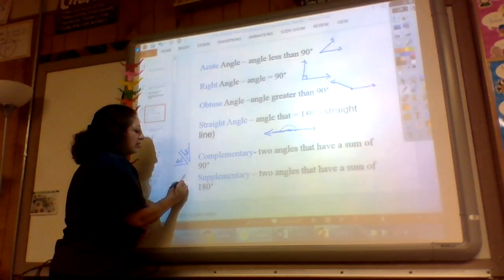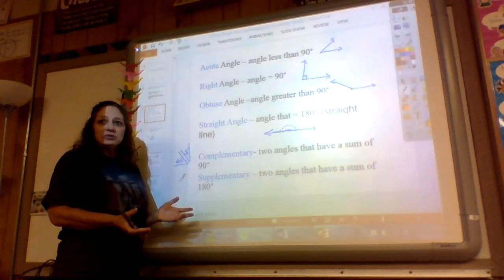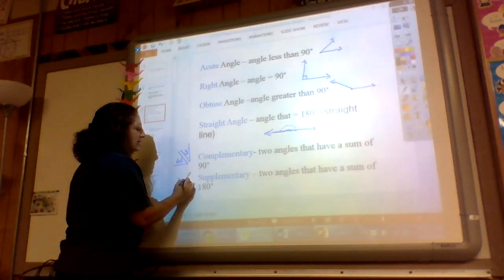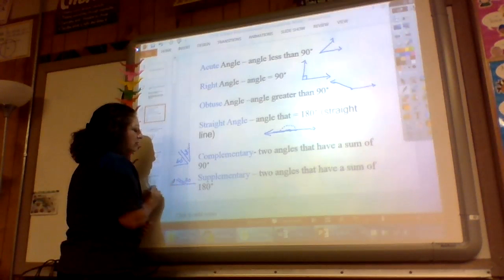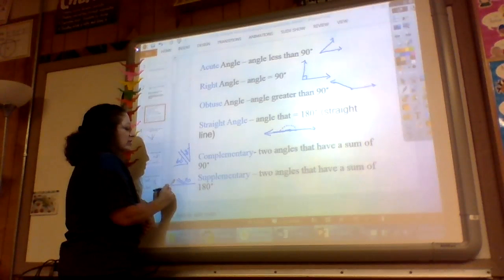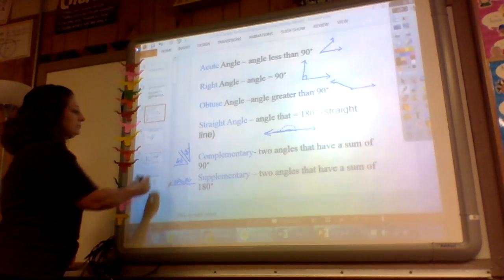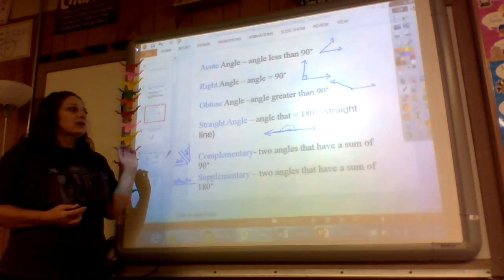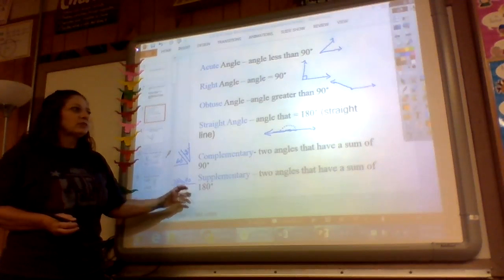So you could have a 90 and a 90 together to make 180, or you're going to have one obtuse angle. Let's say we have 110, and then one acute angle. If you put them together to make a 180, that one would have to be 70 degrees. Supplementary. And we'll get more about our angles and types of angles next week.